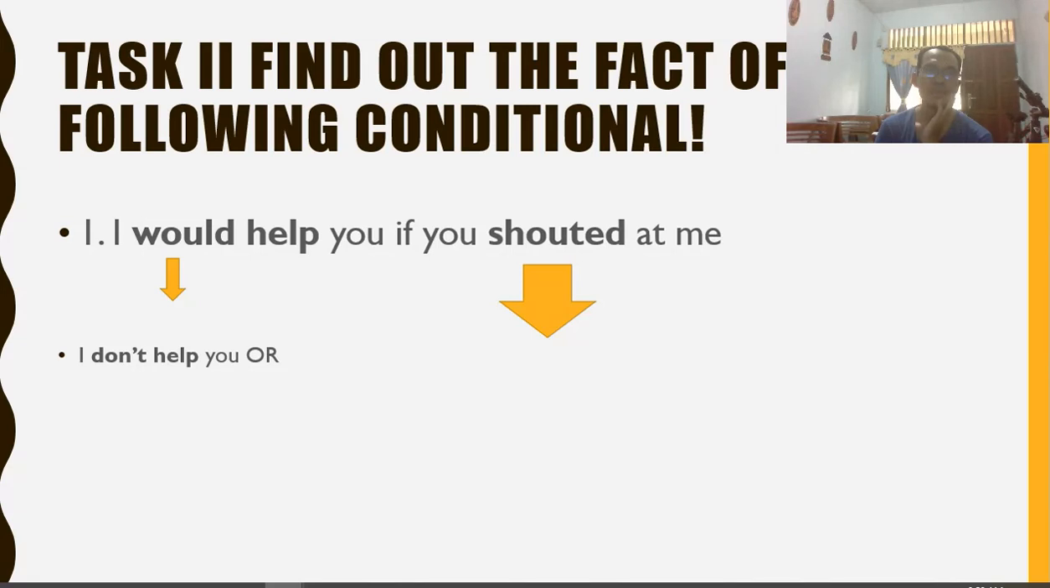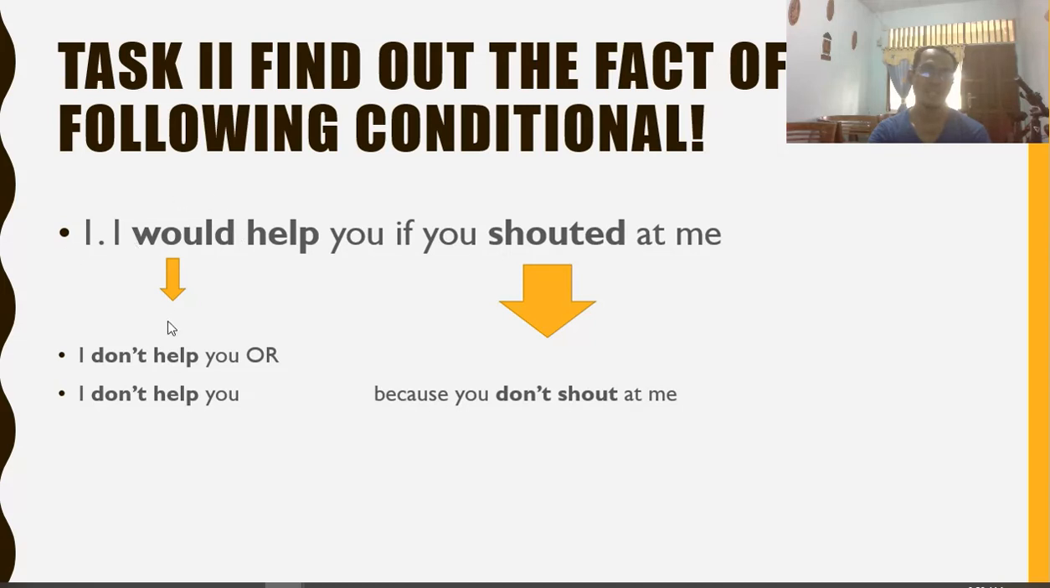Would have artinya adalah saya akan menolong kamu. If, jika. You shout at me, jika kamu meminta tolong kepadaku. It means that if you don't shout at me, it means that I don't help you. So, the fact is, I don't help you. Why? Because you don't shout at me.